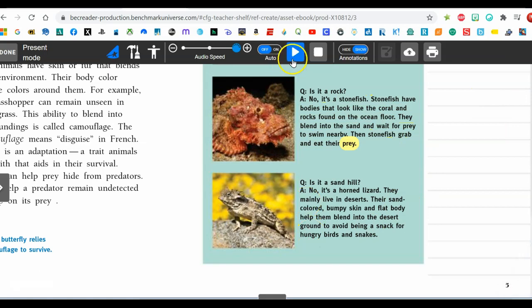Let's do the bottom section. Okay, this one right here. Q. Is it a sand hill? A. No, it's a horned lizard. They mainly live in deserts. Their sand-colored, bumpy skin and flat body help them blend into the desert ground to avoid being a snack for hungry birds and snakes.